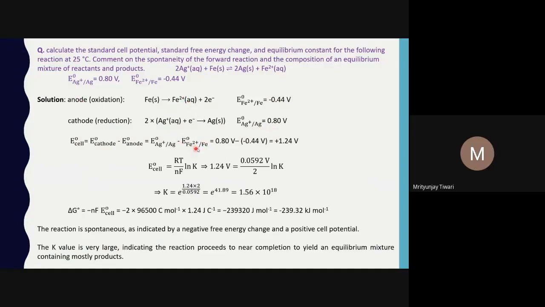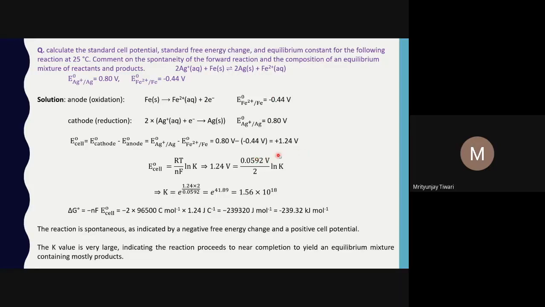So we will write the standard reduction potential for the iron electrode, and that value is minus 0.44 volt. So this minus is here and this minus is from here, so minus minus will be plus, and the net value comes to plus 1.24 volt. Now, comment on the spontaneity of the forward reaction. Since E naught cell is positive, we can predict that this reaction in the forward direction will be spontaneous.